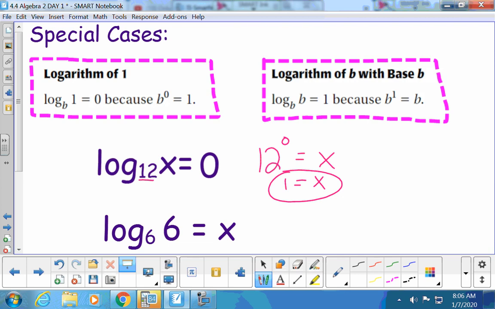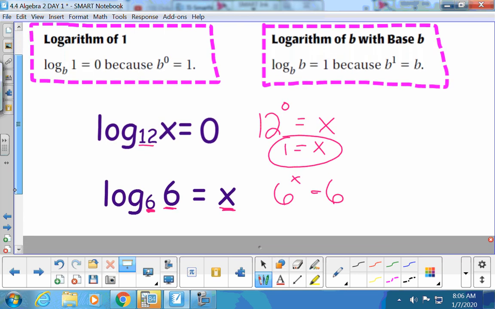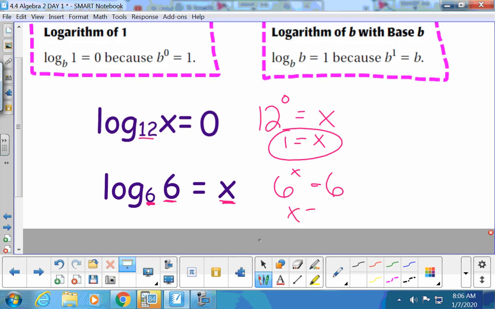All right, and then at the bottom, same deal. I'm going to write it exponentially to kind of think through it. This little 6 I'm underlining right now is my base. This x over here is going to be my power. And this 6 over here is my answer. And if I'm thinking 6 to what power would be 6, it's the first power. 6 to the first power would be a 6. So x has to be a 1.